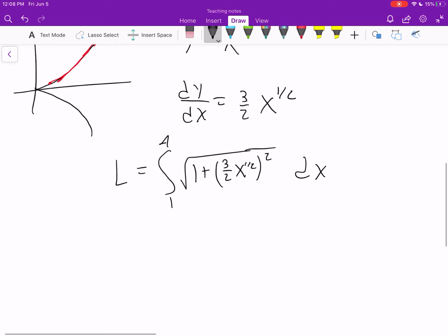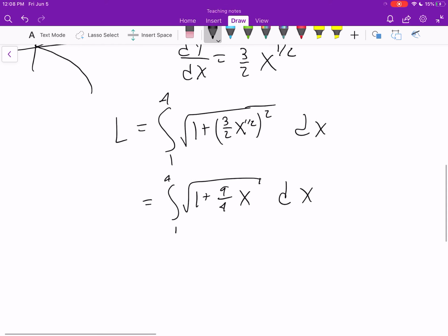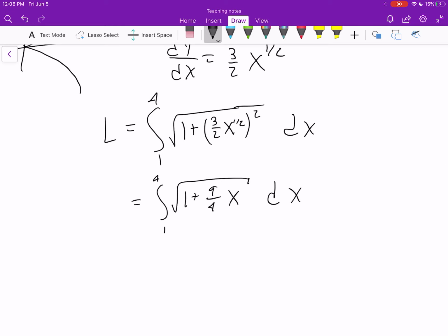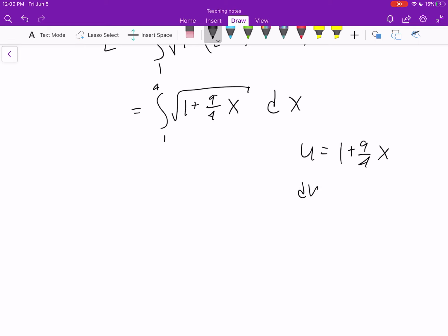When you simplify this, I have the integral from 1 to 4 of the square root of 1 plus 9/4 x, dx. This is a u substitution problem. And you can see when looking at this formula that if you don't pick a really nice function, this is going to be super hard to integrate. So if you're trying to come up with examples yourself, you have to be careful with these. So u is equal to 1 plus 9/4 x, and du is equal to 9/4 dx.